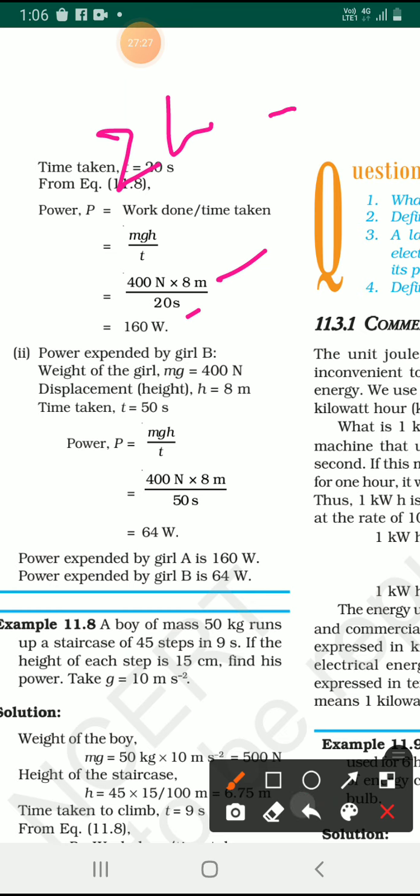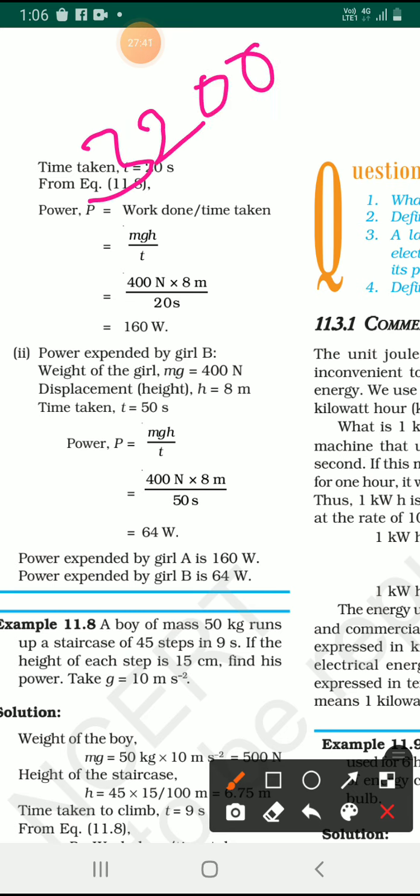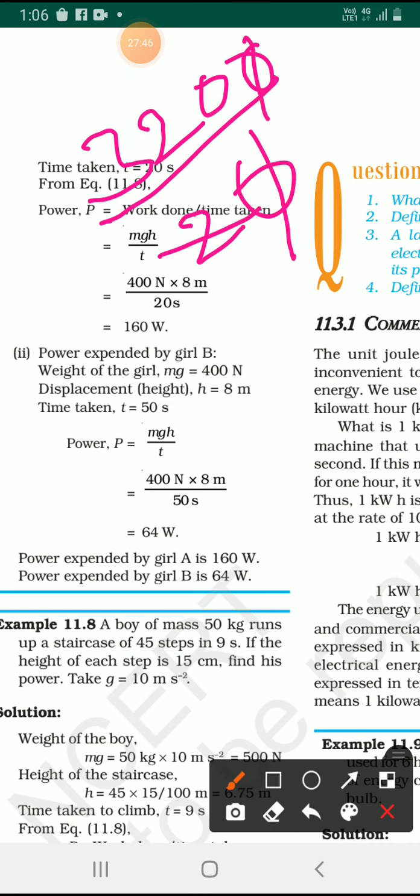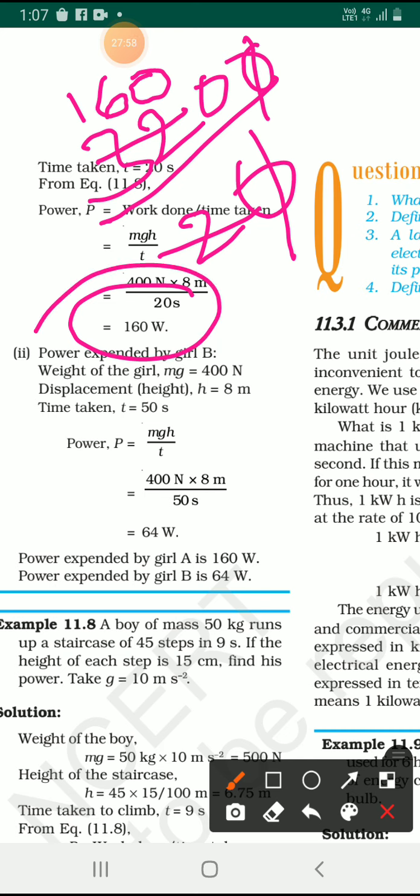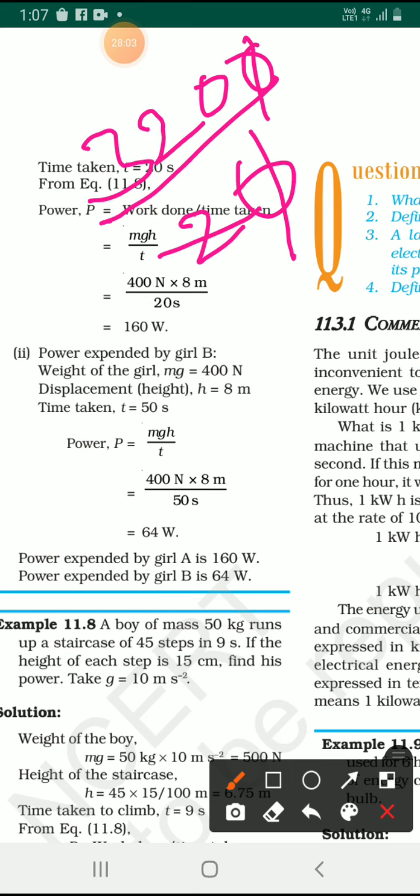Okay, 400 into 8, isn't it? Sorry, 8 fours are 32. So 3200 divided by 20. Here the 10s get cancelled. 2 ones are 2, 2 sixes are 12, 10 as it is again. So the answer comes as 160, correct? So 160 watt. I hope you understand. It's very simple. In that way we can do the next problem also.